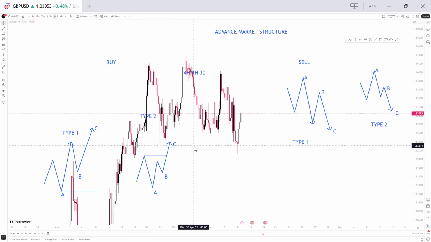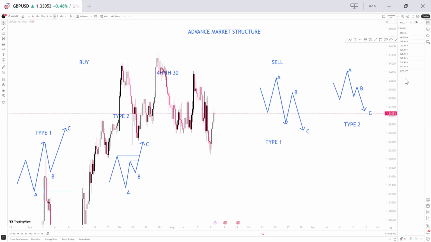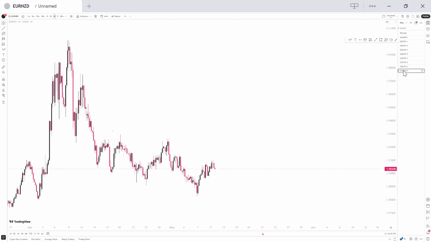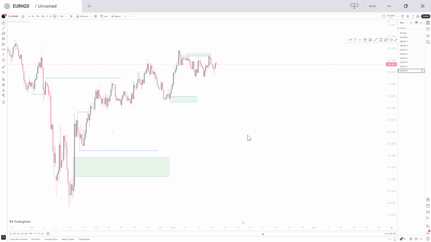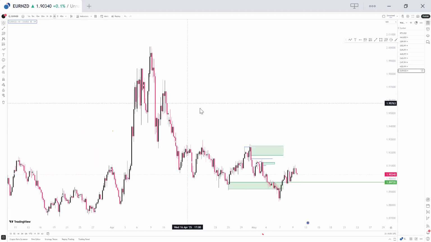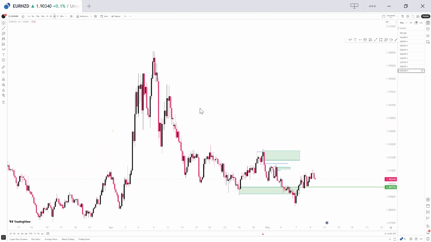What chart should I use? Let me use another chart. This one is already messed up. Let me use, okay, let me use this Euro NZD. I've been waiting for this sell. This 4 hours time frame. What can you see?